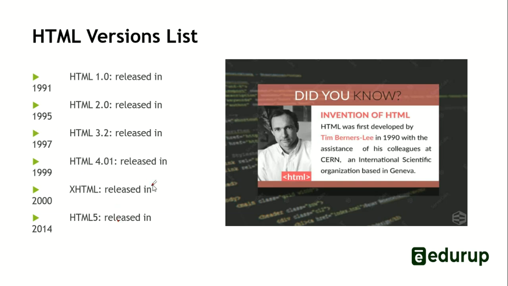Let me give a real-time example. Suppose I want to buy a mobile. I will look at the features and the latest version. The same thing has happened here also. Software versions are released. These are all old versions. This is the latest version. Now we are using the HTML 5.0 version.